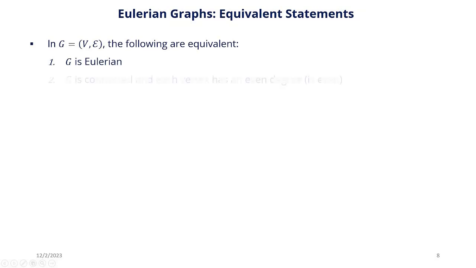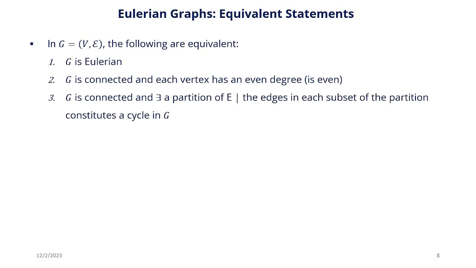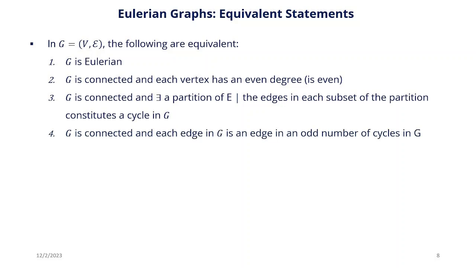We look at Eulerian graphs equivalent statements. In a graph G equal to (V, E), the following are equivalent. G is Eulerian. G is connected and each vertex has an even degree. G is connected and there exists a partition of E such that the edges in each subset of the partition constitute a cycle in G. G is connected and each edge in G is an edge in an odd number of cycles in G.